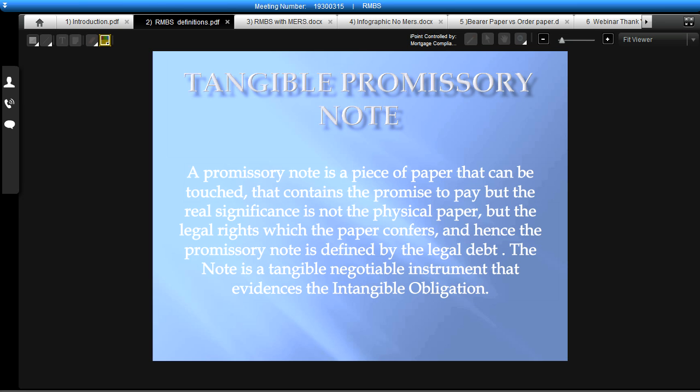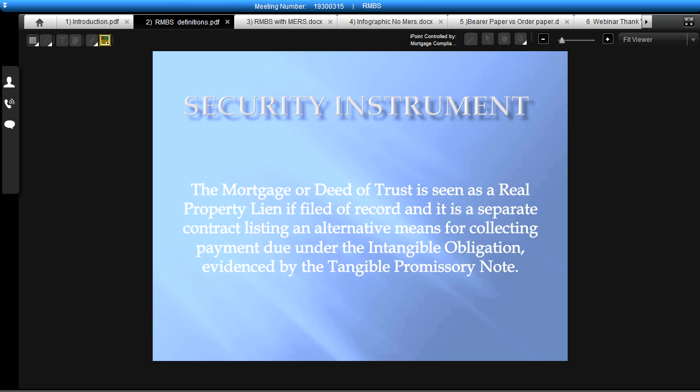And again, these definitions are used with GSEs and RMBSs. So, security instrument. The mortgage or deed of trust is seen as a real property lien if filed of record, and it is a separate contract listing an alternative means for collecting payment due under the intangible obligation evidenced by the tangible promissory note. Again, the magic word here is seen as a real property lien if filed of record.